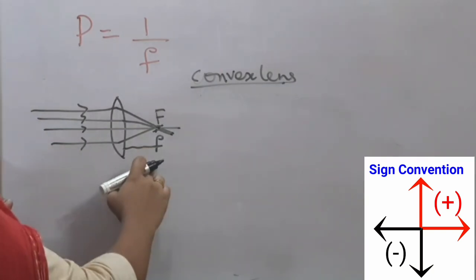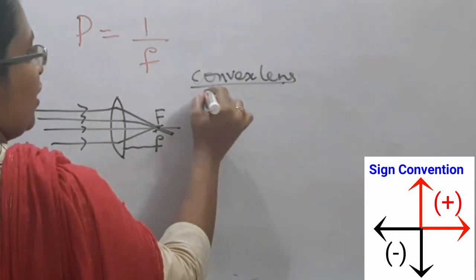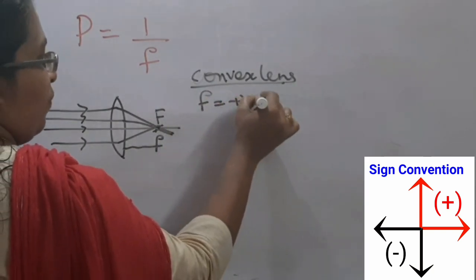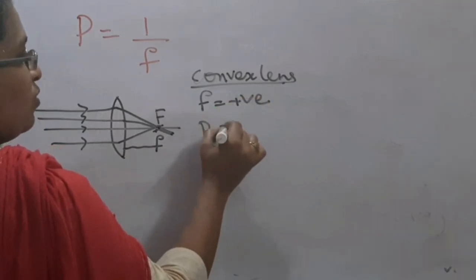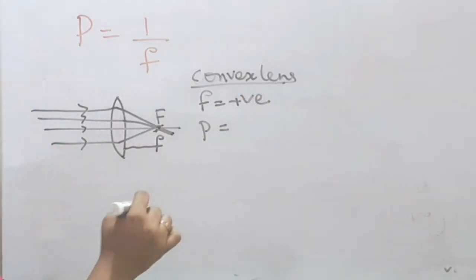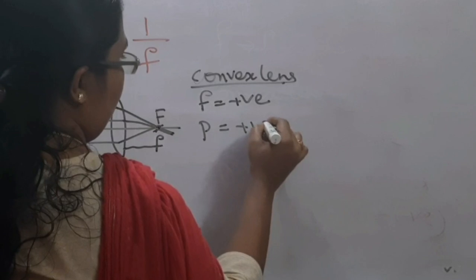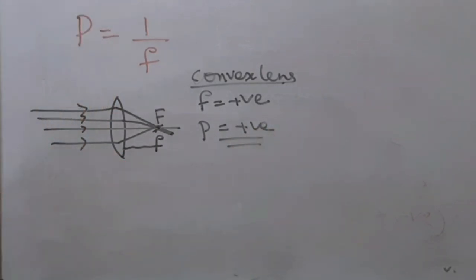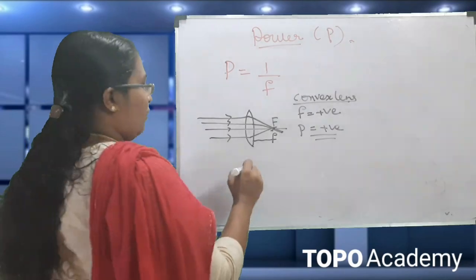So for convex lens, the F is on the right side of the optic center. So what is the sign for F? It is positive. So what is the sign of power? It is also positive. Sign of the power for convex lens is positive. So next for concave lens.